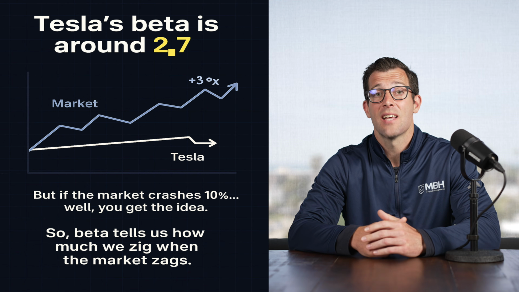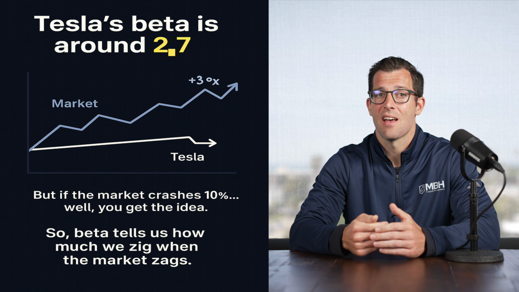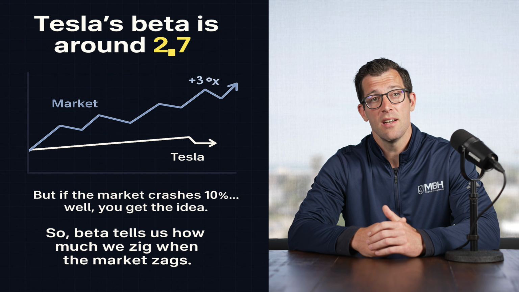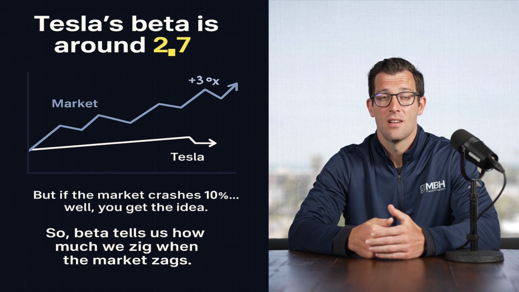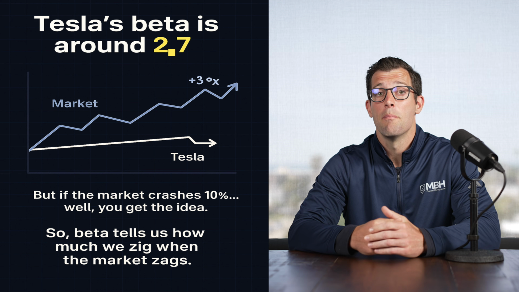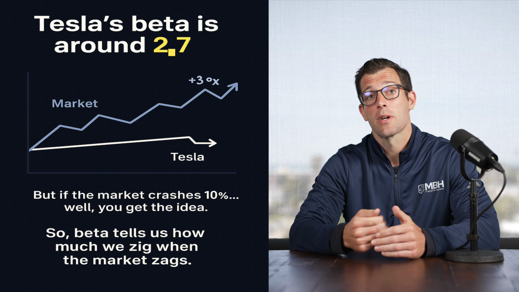For example, Tesla has a beta of about 2.7, meaning if the market goes up 1%, Tesla could jump nearly 3%. But if the market crashes 10%, well, you get the idea. So, beta tells us how much we zig when the market zags. If you hold Procter & Gamble, which sells toothpaste and soap, people are always buying these products, no matter what the market does. The stock has a lower beta. If you hold Tesla, it's a high risk, high reward situation. So the key question is, how much volatility can you actually handle?